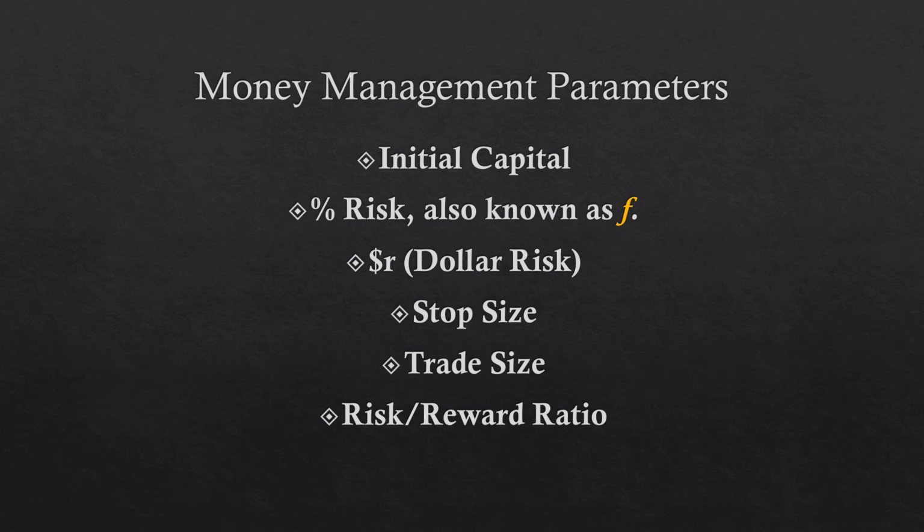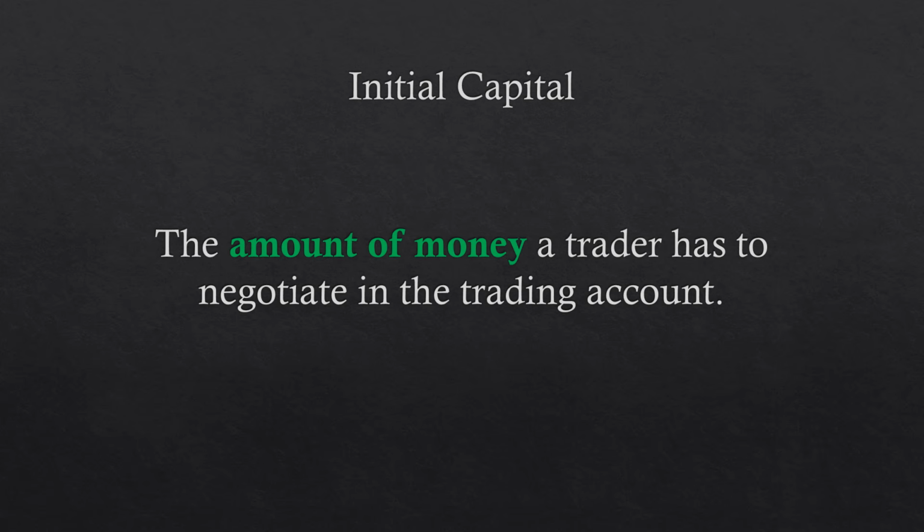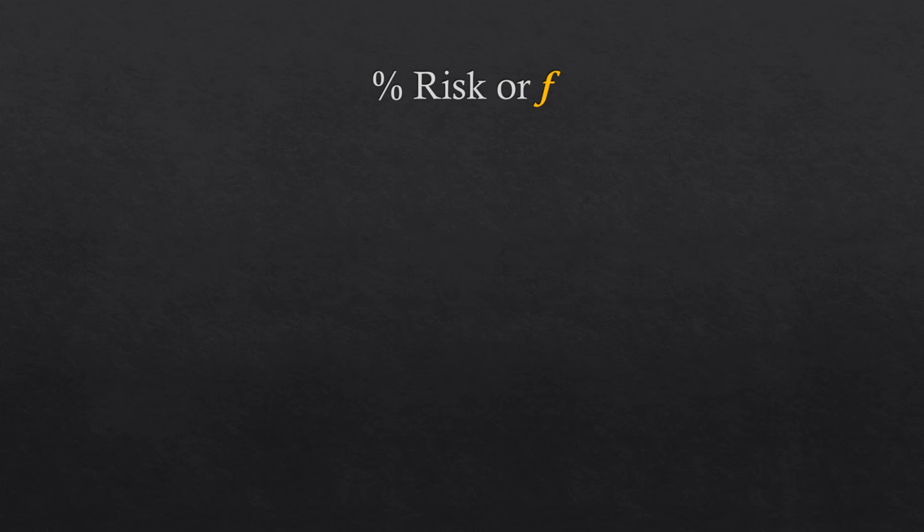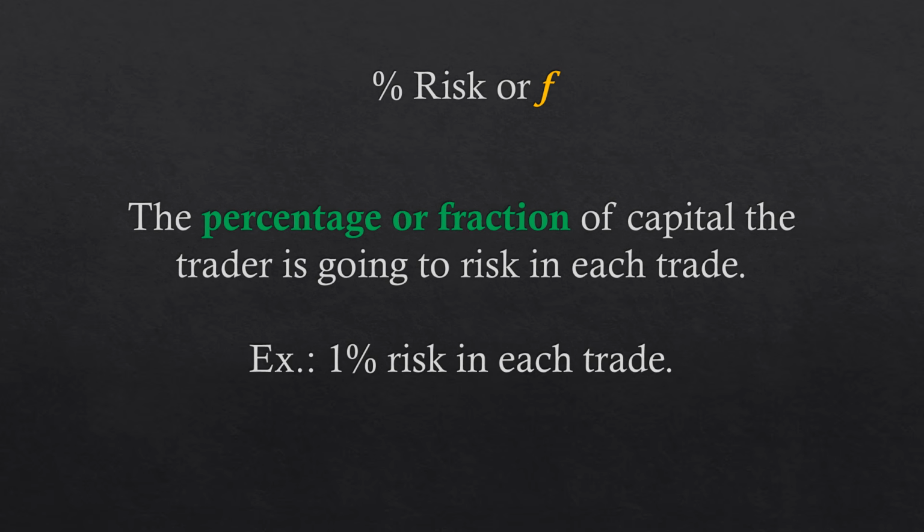Let's begin with the initial capital. Initial capital is simply the amount of money you have to trade. So if your trading account has $10,000, that's your initial capital. That's all there is to it. The second parameter is the percentage risk, or the F. This is the percentage of capital or the fraction of capital that you are going to risk in every trade. For example, the trader can decide to risk 1% of his initial capital in every trade.